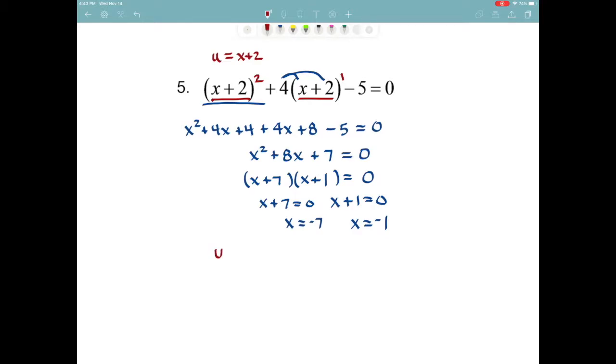So what we would have here is u squared plus 4u minus 5 equals 0. Well, you can see the quadratic a little easier in this form without the actual quantities in there. We could factor that. That factors into u plus 5 and u minus 1. So we set those equal to 0.